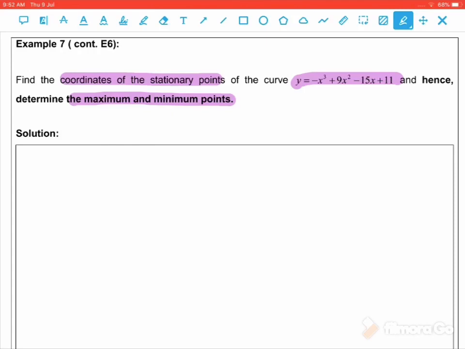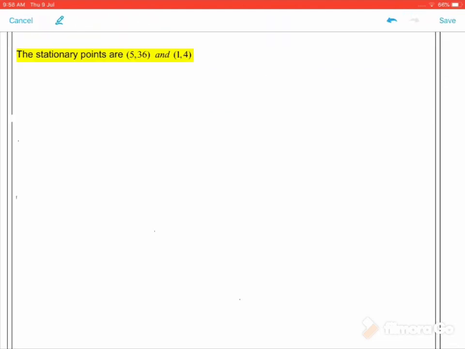From this question, the stationary points we already got in example 6. You can refer back to example 6 to get them. From example 6, the stationary points are (5, 36) and (1, 4). Now we have to test whether each point is a maximum or minimum. To test this, we use the first derivative test.